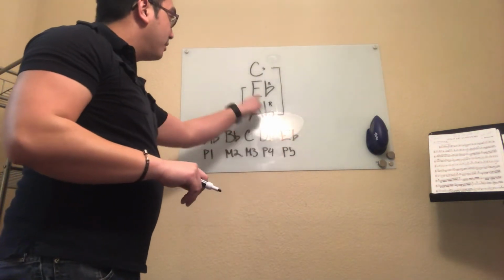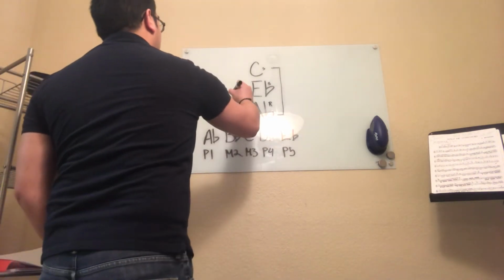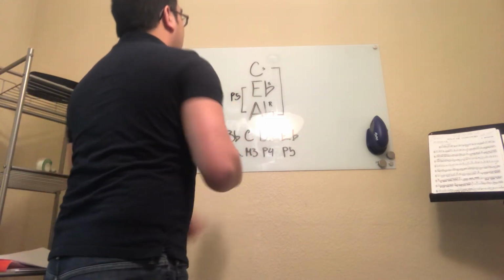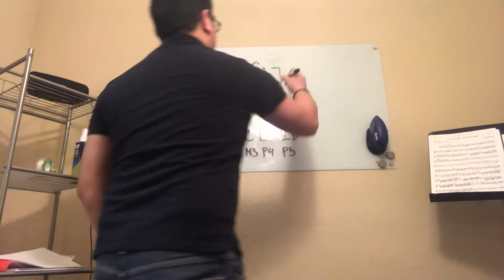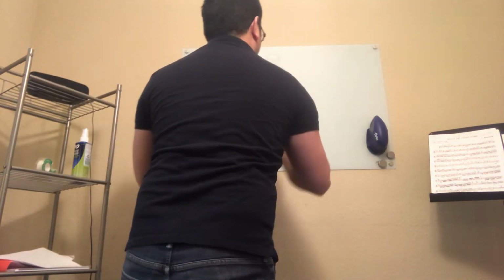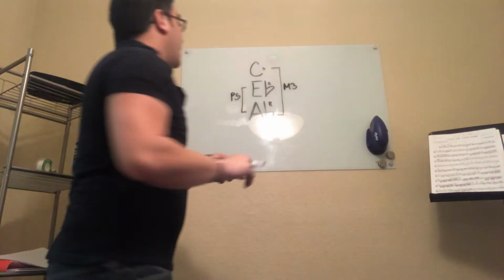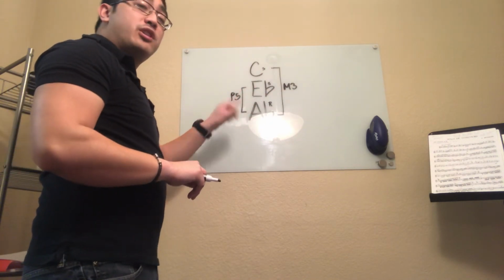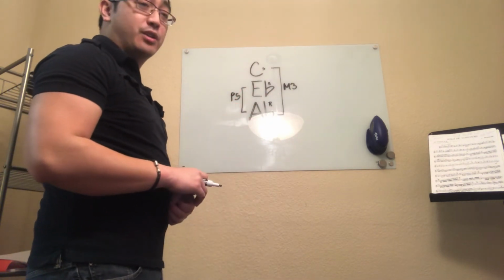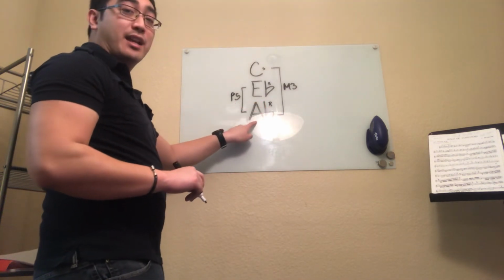E flat matches here. It's a diatonic interval, therefore this is a perfect fifth. C natural is also diatonic. It's a major third. This triad has a major third and a perfect fifth, which tells me this is an A flat major triad. And because we're in root position, A flat is the root.